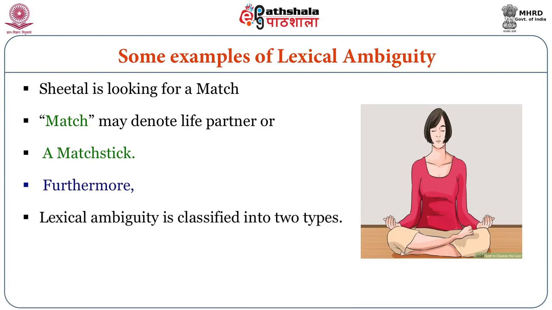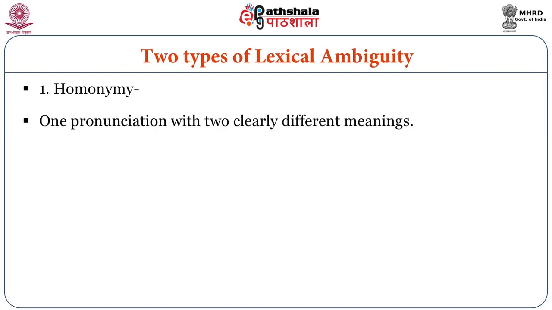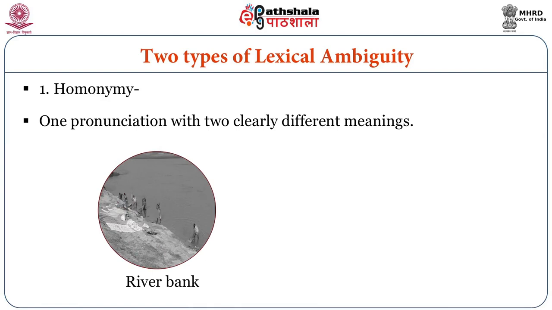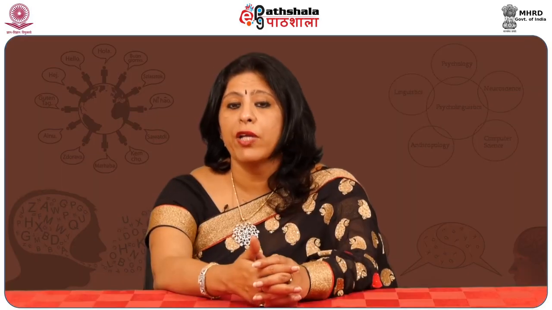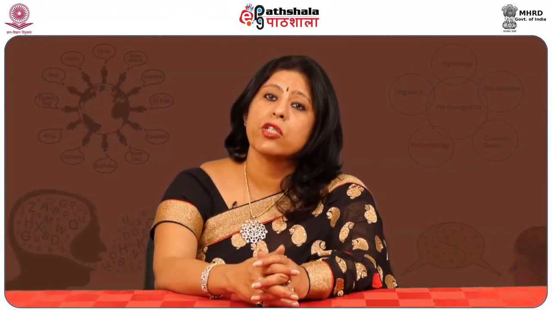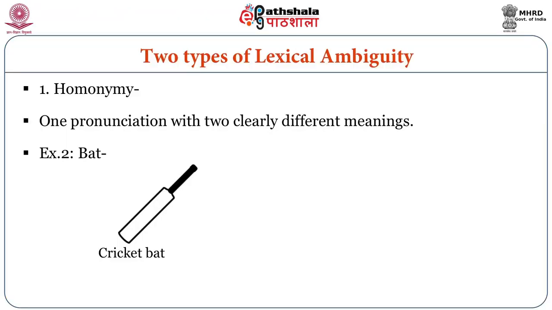Furthermore, lexical ambiguity is classified into two types. That is homonymy, the first one: one pronunciation with two clearly different meanings, like bank, as we already said, saving bank or the river bank. By speaking, we cannot just decide which bank we are talking about unless we make it clear with the context. Bat: it is a cricket bat or a mammal. Unless we put it in a sentence, we cannot decipher it just by the way of speaking.